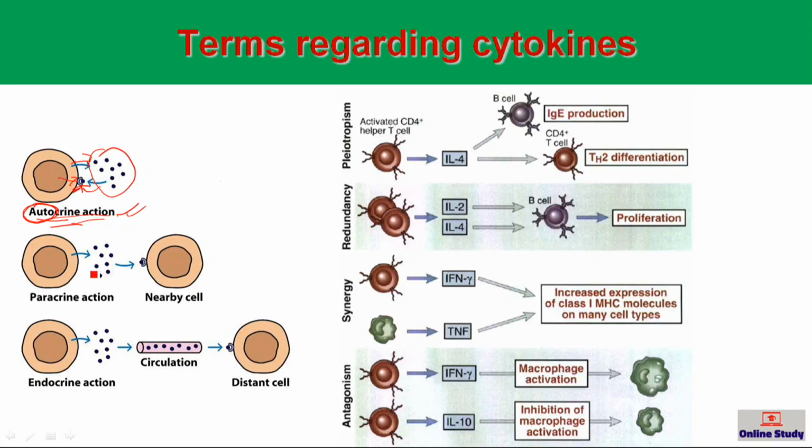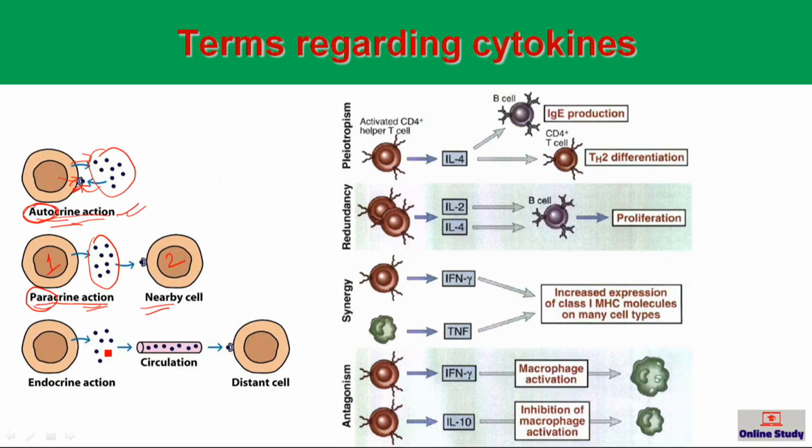The second type is called the paracrine action. When one cell produces the cytokine, but this cytokine binds to the nearby cells inside of our body, this is called the paracrine action of the cytokine. The term para means the periphery of the cell, that means the nearby cell.